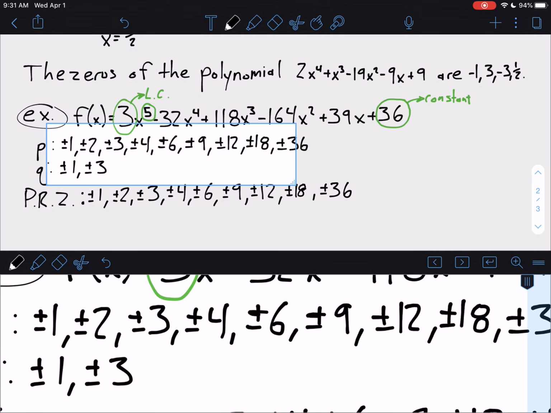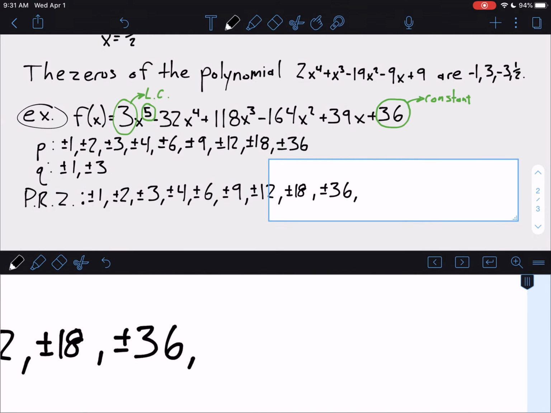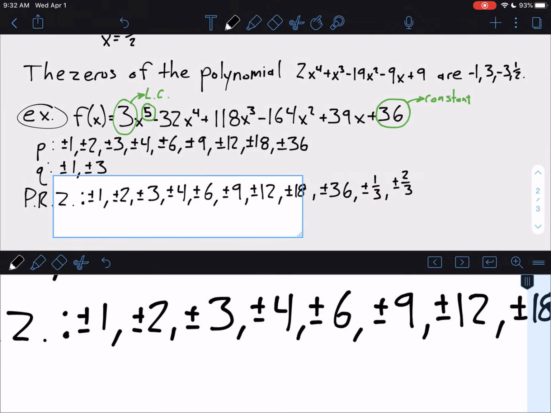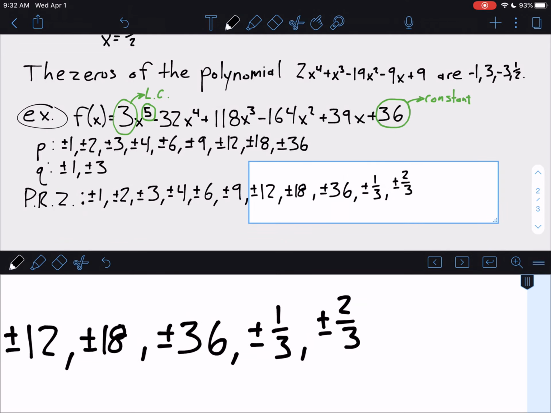Next, I have my other q value could be 3. So I need to do the 1 in the p divided by the 3 in the q. So that's going to give me positive or negative 1/3. Next, I have positive or negative 2/3 because 2 in the p divided by 3 in the q. But then I have 3 in the p over 3 in the q, or 3 over 3, that's just 1, and 1 is already in my list, so I don't need to repeat that.